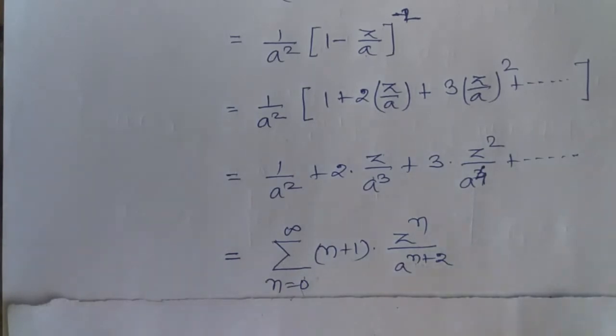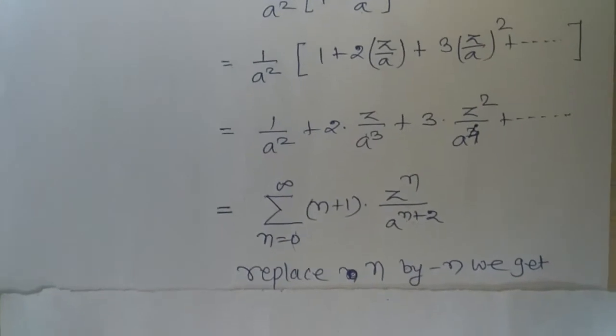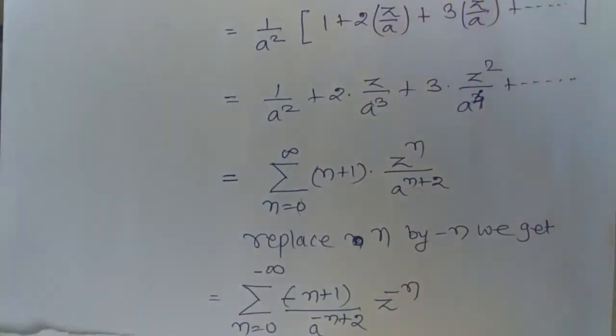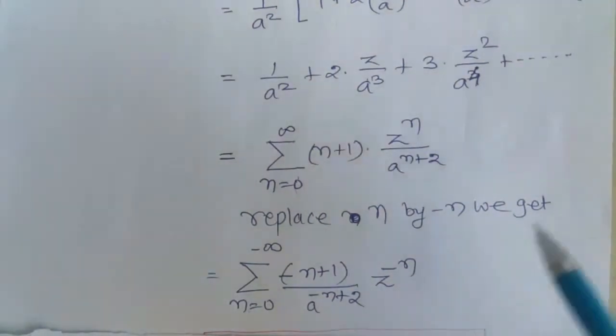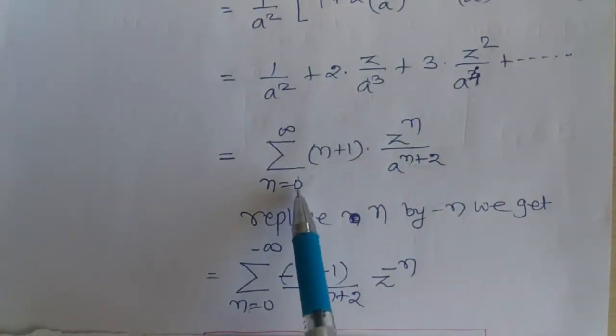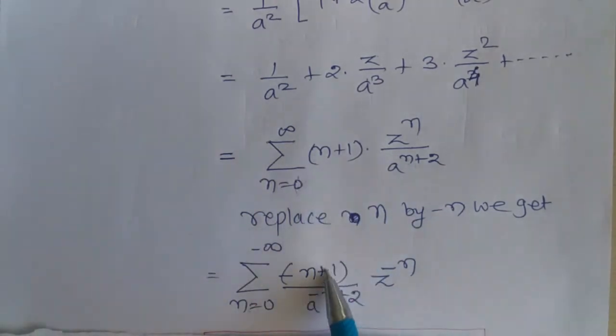Now as we know, the inverse z transform is the coefficient of z power minus n. So here we replace n by minus n, then we get summation n goes from 0 to minus infinite, because all n from 0 to infinite become negative n, so we have 0 to negative infinite. Now minus n plus 1 upon a power minus n plus 2 into z power minus n.